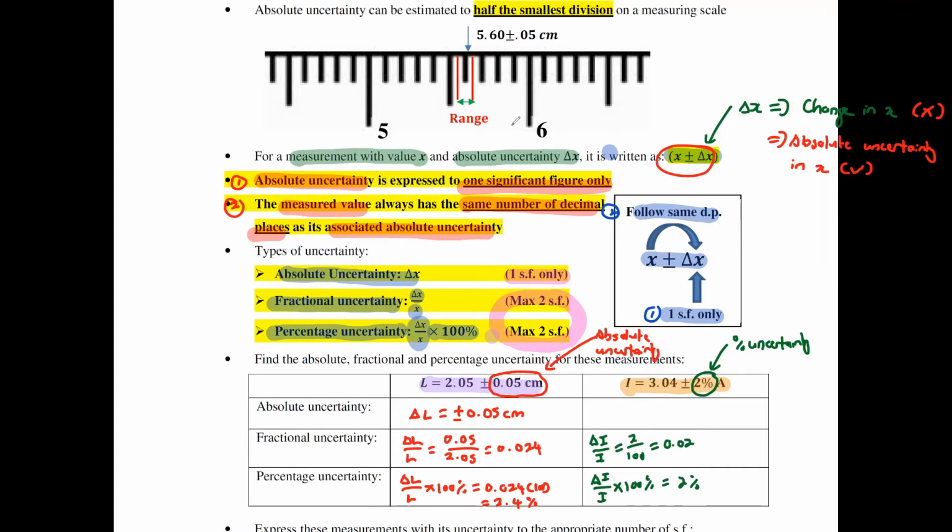And then when you want to get the absolute uncertainty delta I, you will just make use of the expression from fractional uncertainty here, where you will just say that delta I over 3.04 equals 0.02. So in turn, delta I is going to be plus minus 6.08 ampere. But recall that I told you that absolute uncertainty must be at 1 SF only. So this one will become plus minus 6 ampere.